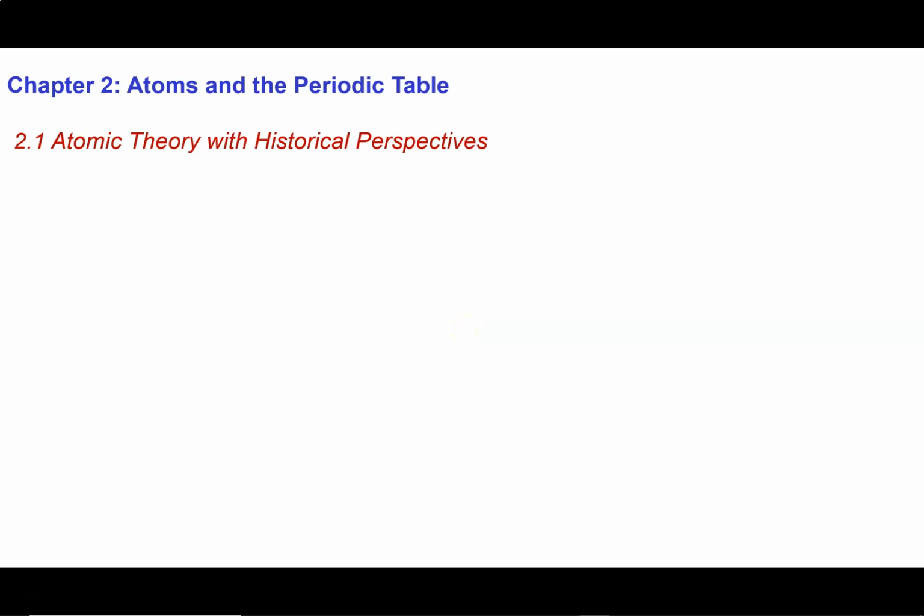So in chapter 2, we start talking about atoms in the periodic table, and we begin with an overview of different atomic theories. We start with the ancient atomic theory, the earliest atomic theories, and then we update that with the modern atomic theory, and then look a little bit at how that is applied to classifying pure substances.